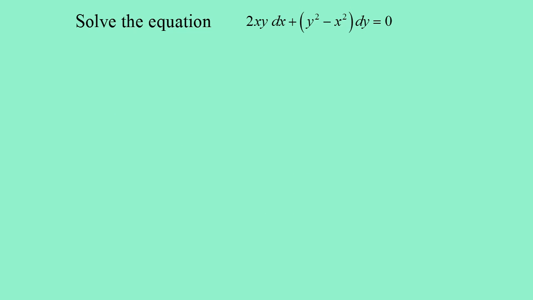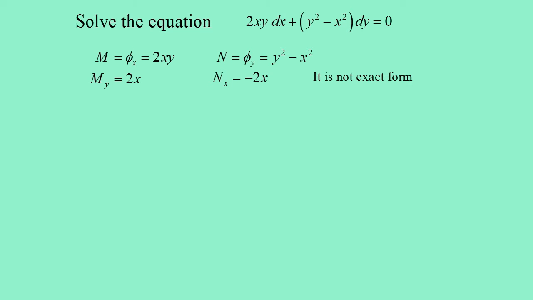For this one, we will start by recognizing the M and the N and checking for exact form. The derivative of M with respect to y and the derivative of N with respect to x do not equal, so it is not in exact form. We will check to see if we can put it in exact form. Now, this requires us remembering the special relationships.